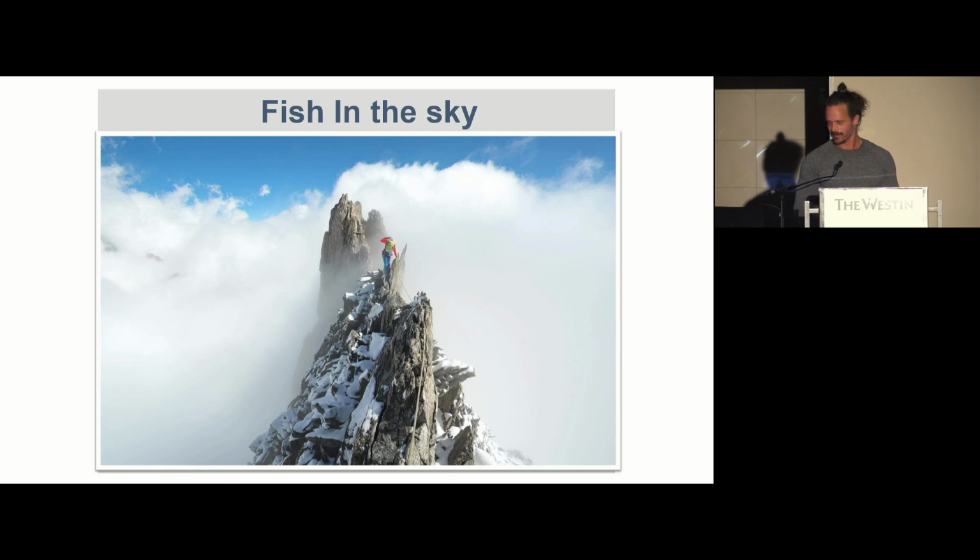But one thing, so this is a climb I did in the Alps. And the statement above it is fish in the sky. And fish in the sky has been my life motto for years. Like I said, I'm a little bit of a dreamer, and sometimes I do things that are different. And for a year or so, I lived out of a Volkswagen bus and just traveled around.